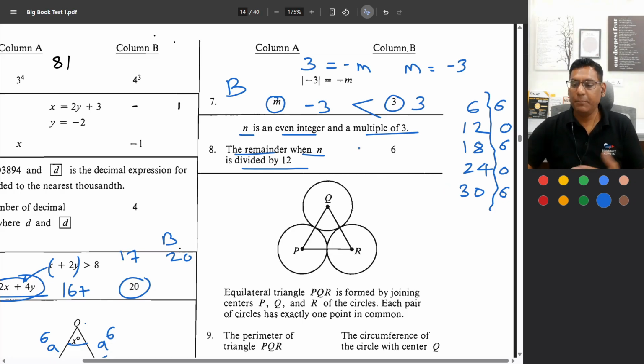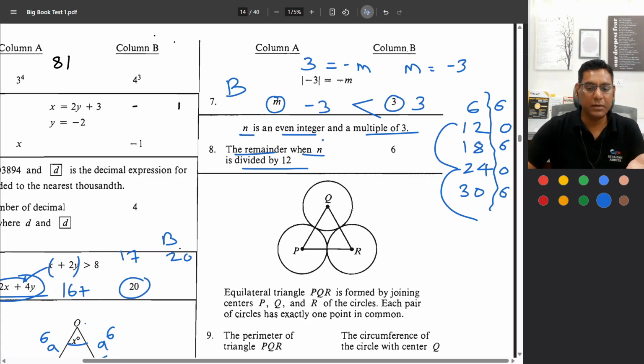It depends which number we are talking about. If it is the even number, but it's like the alternate evens, you know, these are alternate evens, there the remainder is 0. For the other alternate, the remainders are 6. So we don't really know.